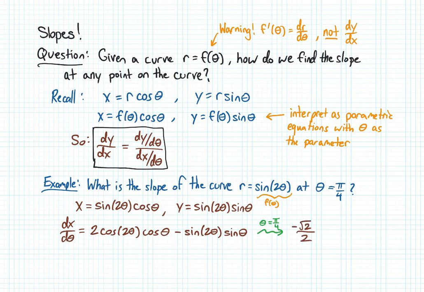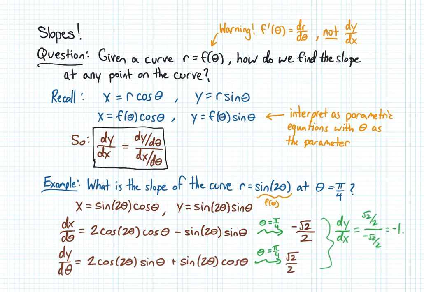And when you do that, cosine of 2 theta becomes cosine of pi over 2, which is 0, so that term goes away. Sine of 2 theta becomes 1, and sine of theta is square root of 2 over 2, so the result is minus square root of 2 over 2. And then similarly, we can calculate dy d theta. And again, we plug in theta equals pi over 4, and the first term goes to 0, and the second term becomes positive square root of 2 over 2. And so then we finally get that dy dx is square root of 2 over 2 divided by minus square root of 2 over 2, and so you get minus 1.